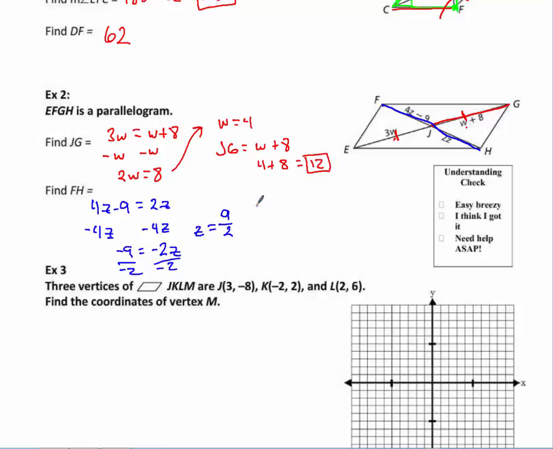And so now the question was, what does FH equal? Well, FH is 4Z minus 9 plus 2Z. If we added both of those together, right, that's what it would equal. So that's 6Z minus 9. And I know that Z is 9 over 2. Well, 6 times 9 is 54. Divided by 2 is 27. And 27 minus 9 is 18.